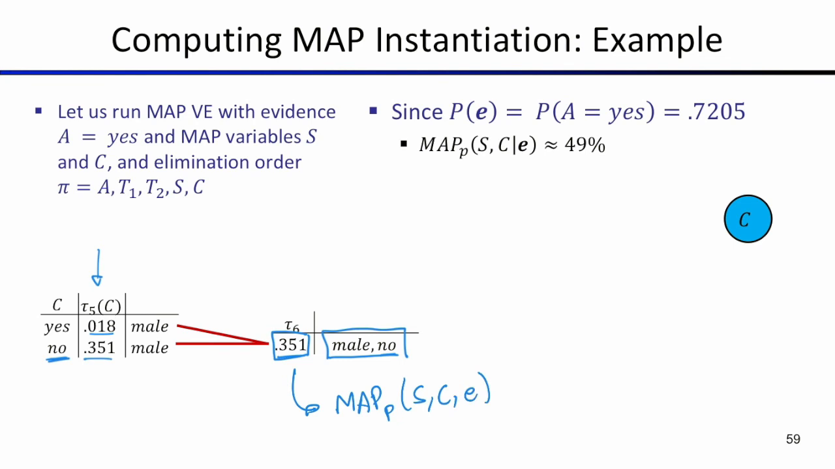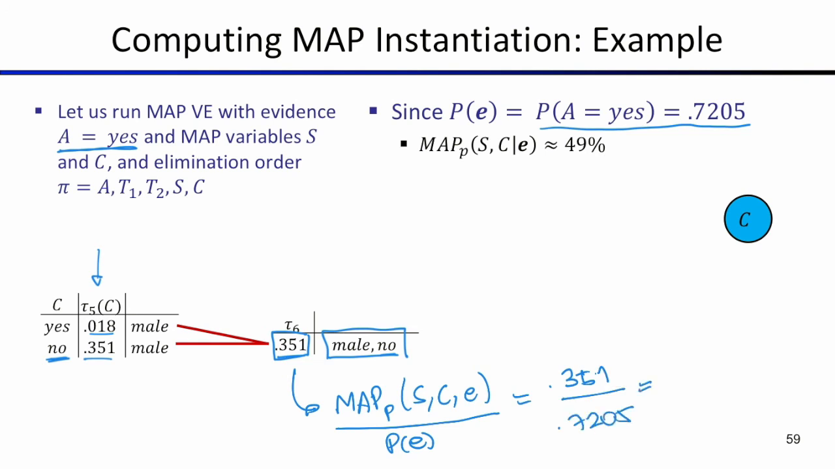If you want to compute the conditional probability, we need to divide this guy here by the probability of E. So we need to know what's going to be the probability of A equal yes. I computed this guy here, and it's 0.7205. So what I'm going to do is to divide this 0.351 by 0.7205, and that's going to be around 49%. Right? And that is the answer to my conditional probability.